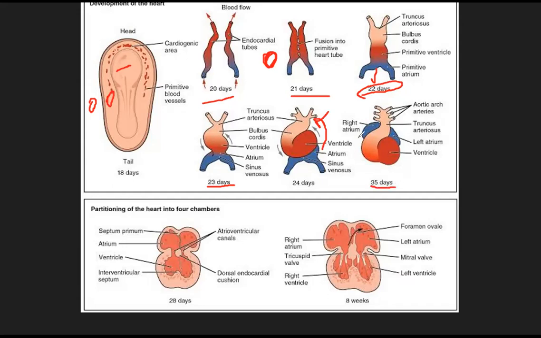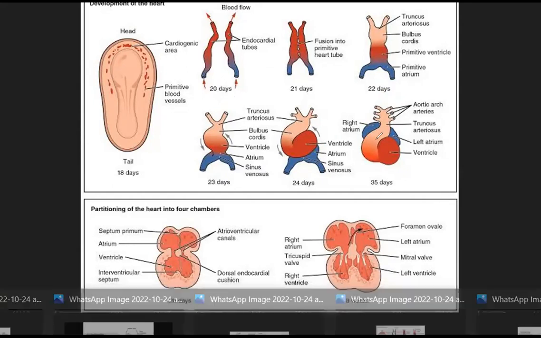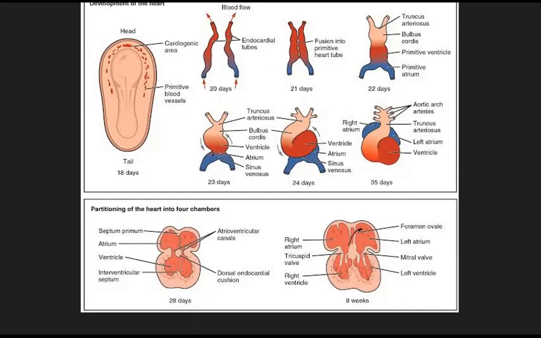What happens if this fails to loop and go to its original position? Then we see a syndrome, which is called Kartagener syndrome, which I think is a topic of biochemistry in this book. That is the defect, and the defect is in the dynein. I will show you a video of how the looping happens in order to help you understand better.